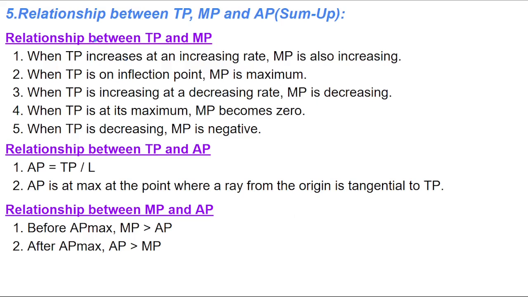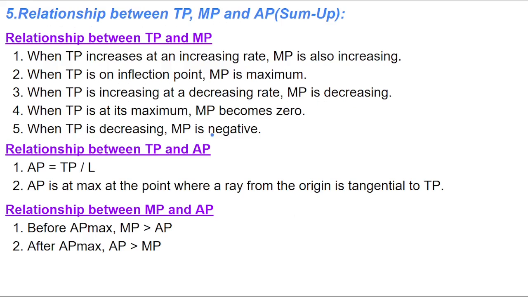So now we'll see the sum-up of the relationship between TP, MP, and AP. What is the relationship between TP and MP? We know when TP is increasing at increasing rates, MP is also increasing. When TP is at the inflection point, MP is maximum. When TP is increasing at decreasing rate, MP is decreasing. When TP is at its maximum, MP becomes zero. When TP is decreasing, MP is negative.